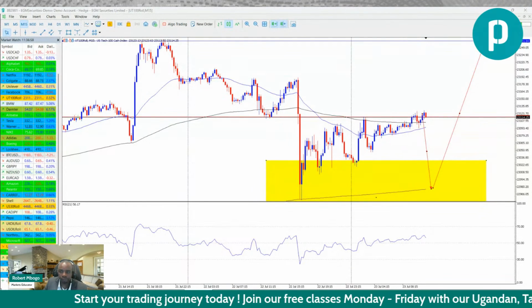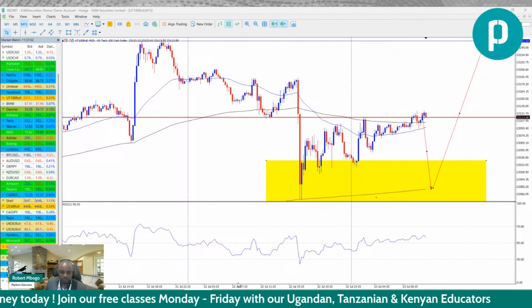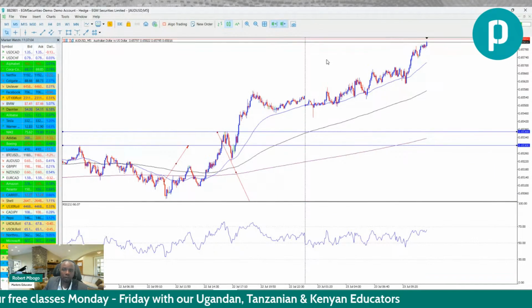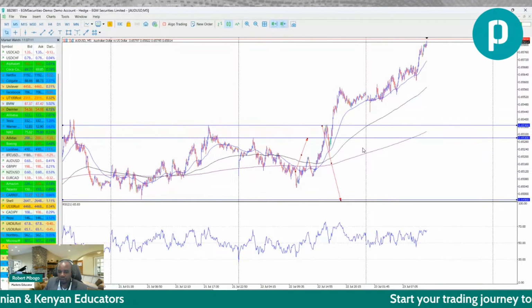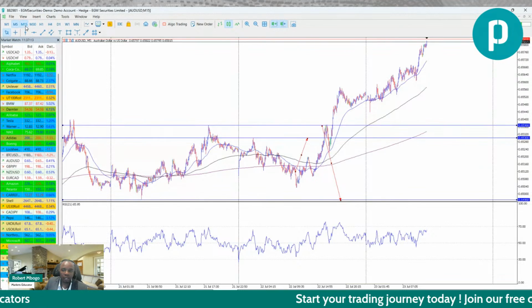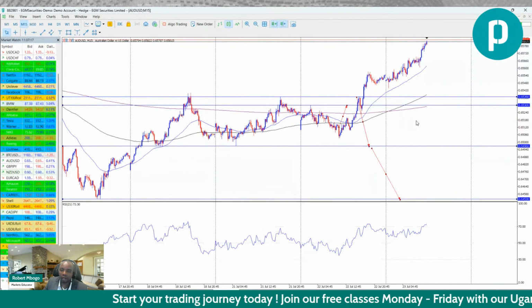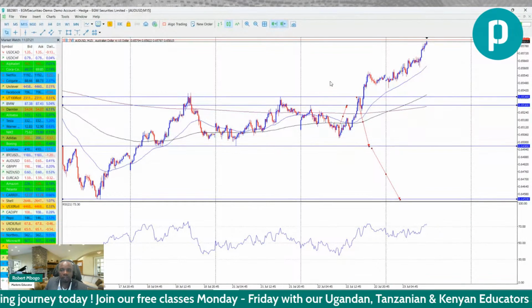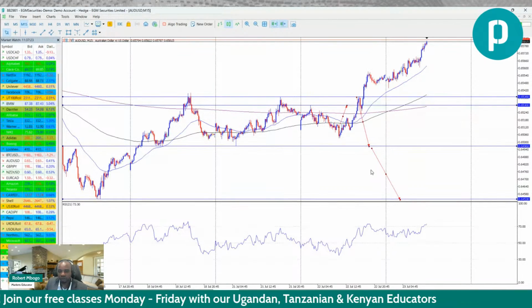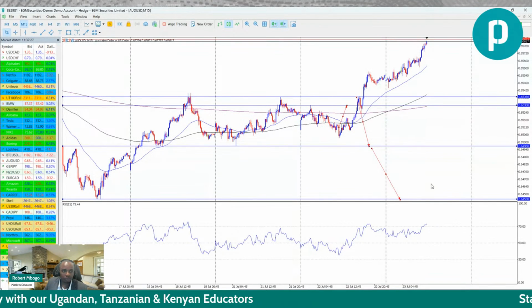AUDUSD. Okay, this didn't pan out as expected. We're looking at a bullish move and then a sell. Well, this is where your analysis will fail. But then you cannot enter if you don't have confirmations, right? At times you can have even the confirmations, but the market will just do what the market wants to do.